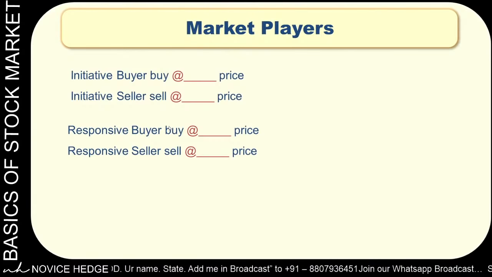What happens is that whenever the price has made a move, only then do the indicators show you something like buy. Once we enter the trade, that will be the highest price, and after that the market starts to fall. But the initiative buyers buy at a cheap price, whereas we, the responsive buyers, buy at an expensive price. The initiative sellers sell at an expensive price, whereas we sell at a very cheap price.